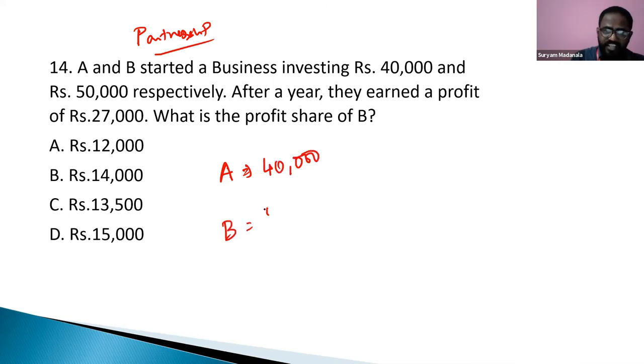B invested 50,000. For what term? They have invested for a year. They earned a profit of 27,000. What is the profit share of B? So you see that the profit will be shared equally between them.